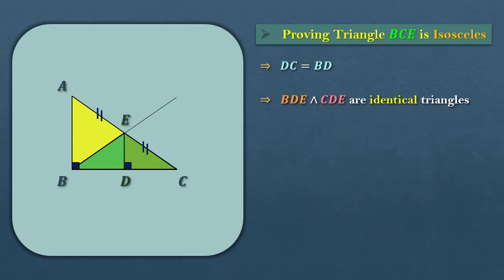Because the triangles are identical, their corresponding sides are equal. This implies that the length BE is equal to the length CE. Therefore, triangle BCE is an isosceles triangle. A simple construction, a clever use of Thales' theorem, and basic triangle properties are enough to reveal this elegant result.